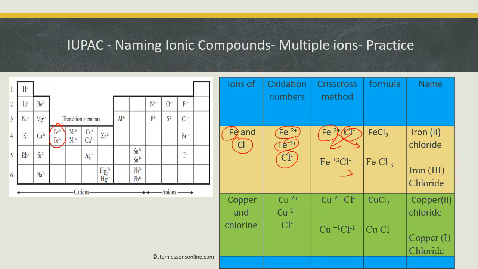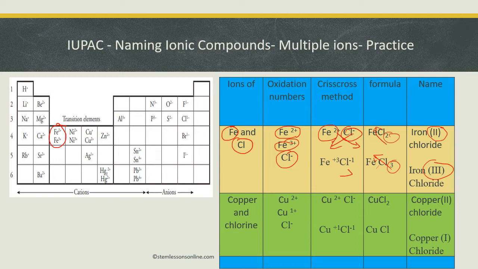So how to name it? There is a difference you can notice now, because if you are not putting this Roman numeral, we cannot identify which iron we are using, correct? But from the formula it is clear. We can see that there is 2 and there is 3. When you crisscross upwards, you can see that iron is 3 in the bottom one and 2 here. But from the name, how will you identify? Only by putting the oxidation number in parentheses. So this is iron 2 and this is iron 3. We will name it as iron 2 chloride and iron 3 chloride.